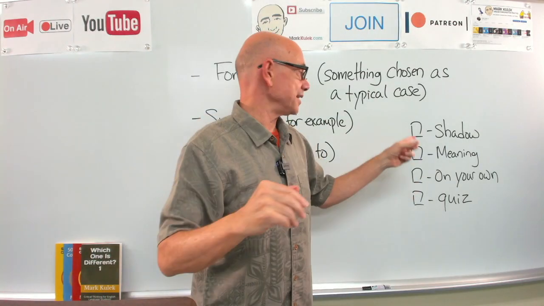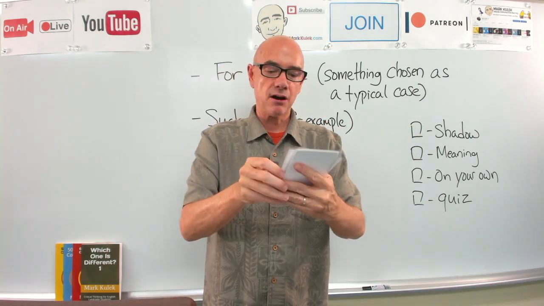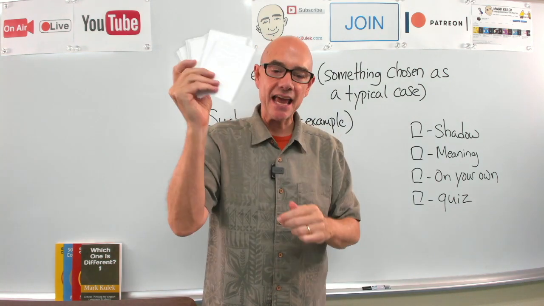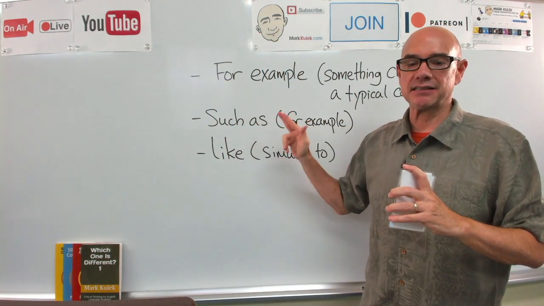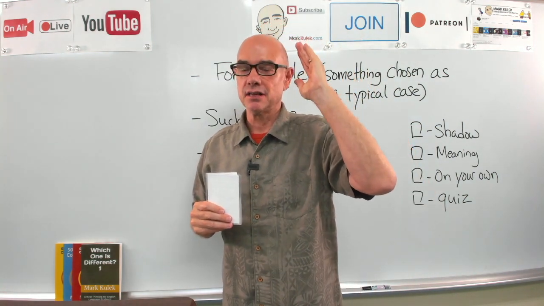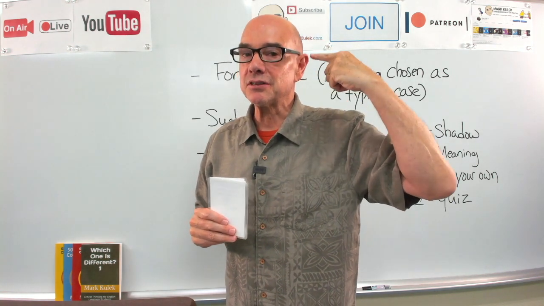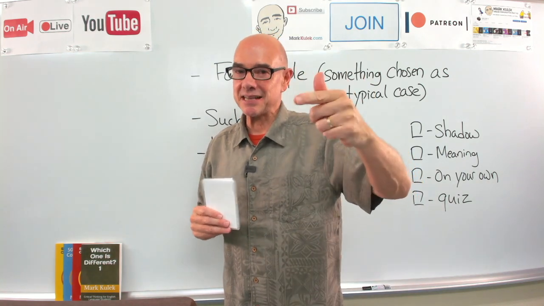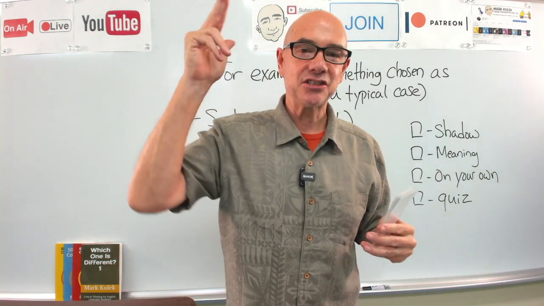Okay, step 1, shadowing. And here are the cards. There are 8 cards. And these are the topics, for example, such as, like. All right, so you'll be speaking at the same time as I do, not repeating, right? So you're using 2 skills, your listening skills and your speaking skills, at the same time. Okay, so let's do it. Let's shadow. Here we go.